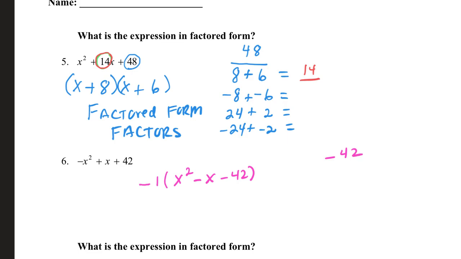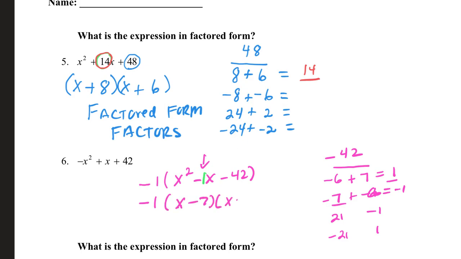Now we will look at negative 42. And we're going to start listing all the factors that multiply to get negative 42, which we have negative 6 times 7. We have 7 times negative 6. We have 21 times negative 1. Negative 21 times 1. And then you start adding. Negative 6 plus 7 gives you 1, and that's not what we want. We want a negative 1. Oh, this should have been negative 7 plus 6, and that does give you negative 1. So the factors are negative 1 times x minus 7 times x plus 6.